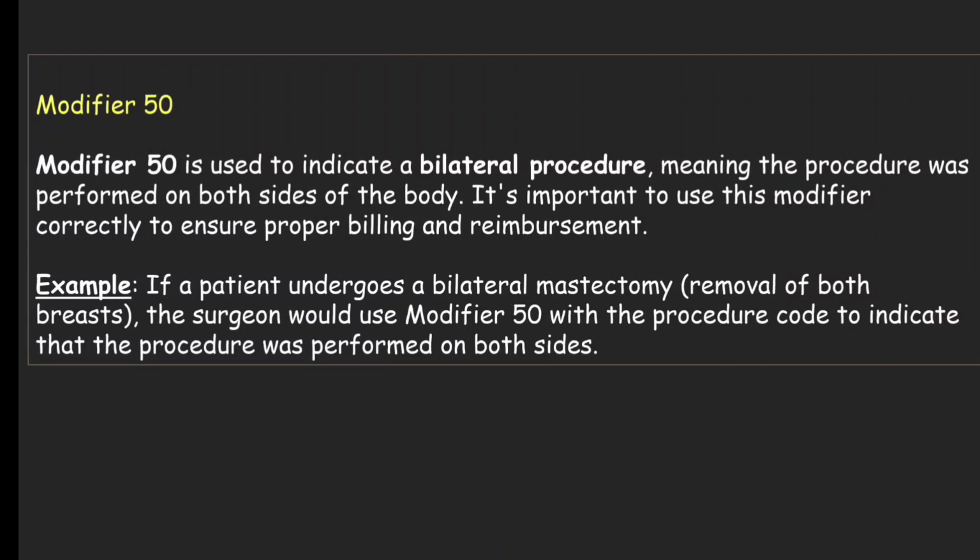Next modifier, modifier 50. Modifier 50 is a very common modifier often used. It is used to indicate a bilateral procedure, meaning the procedure was performed on both sides of the body, that is left and right. It is important to use this modifier correctly to ensure proper billing and reimbursement. For example, if a patient undergoes bilateral mastectomy, then the surgeon would use modifier 50 with the procedure code to indicate that the procedure was performed on both sides. Let us check the keywords. The keywords are both sides, left and right, and bilateral.